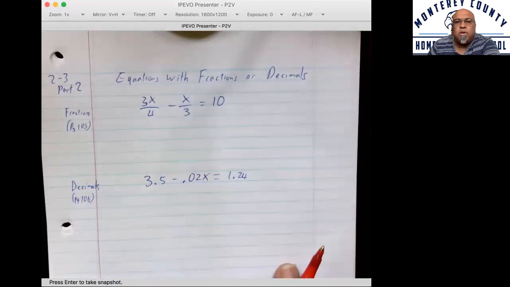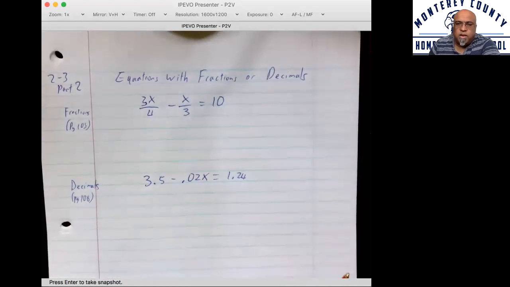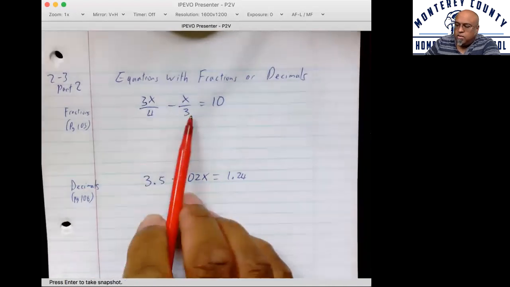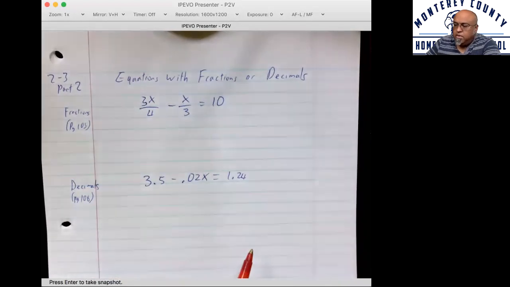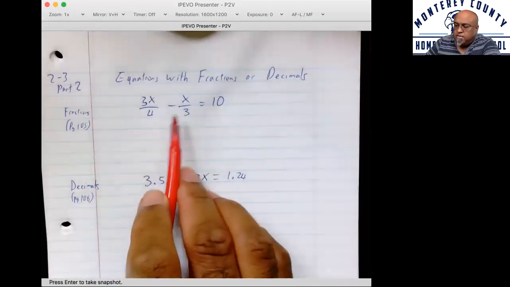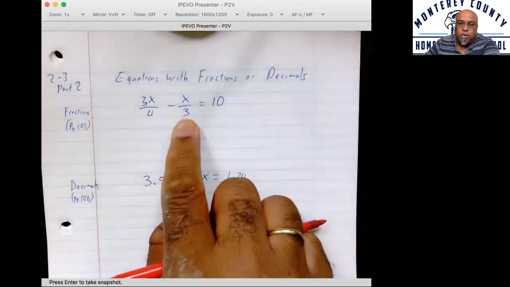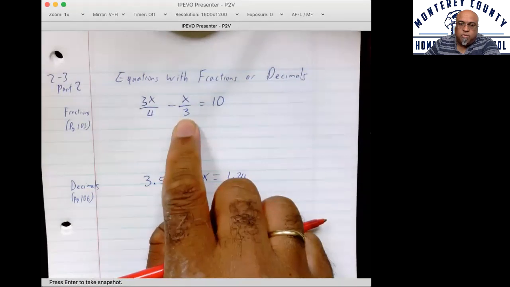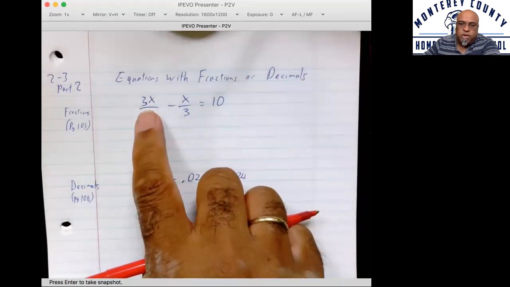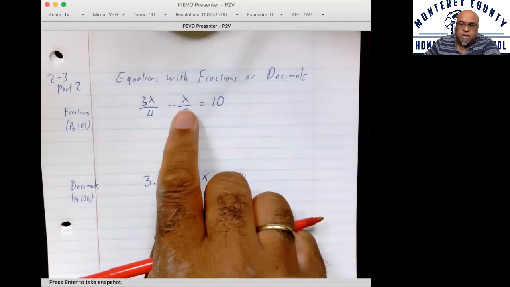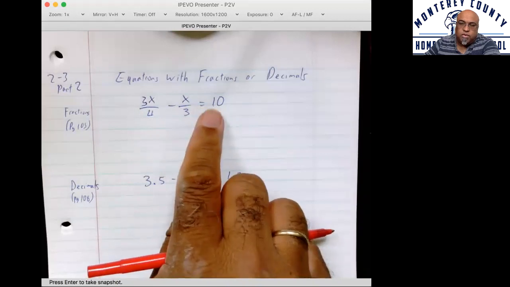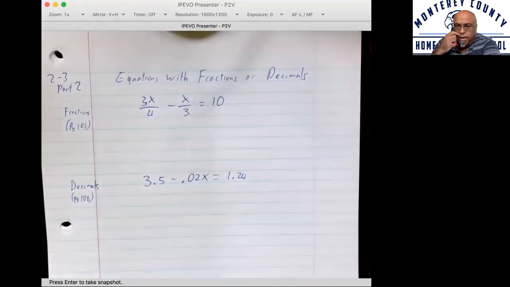But anyways, I have 3x over 4 minus x over 3 equals 10. Now you may remember in a previous video that if you have one fraction, you just multiply everything by the denominator in order to get rid of it. The problem is I have two fractions here and they do not have the same denominator. For example, if this 3 here was actually 4, then if I just multiply everything by 4, I would eliminate the fraction here, I'd eliminate the fraction here, and then instead of 10, I would have 40 because I multiplied it by 4. Okay? But I have two different ones.